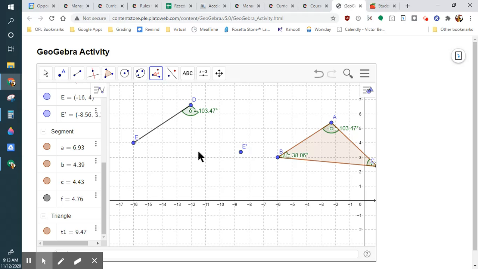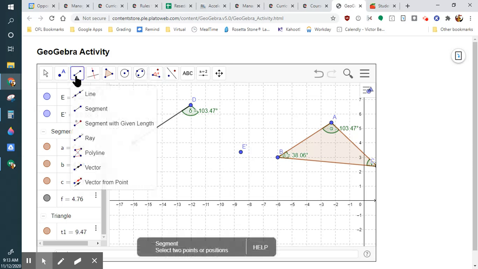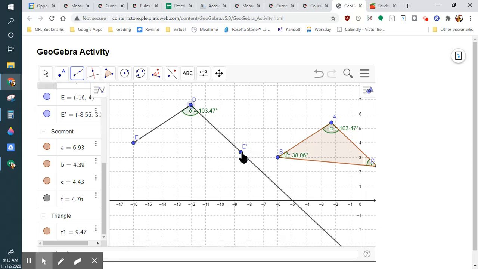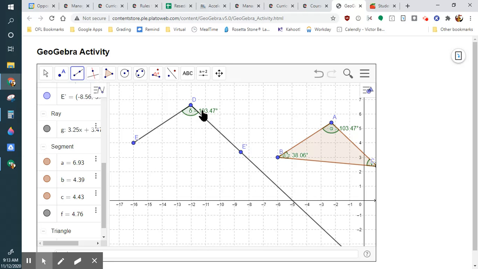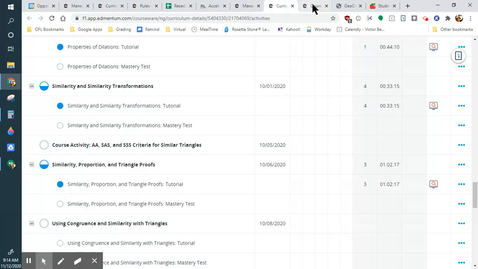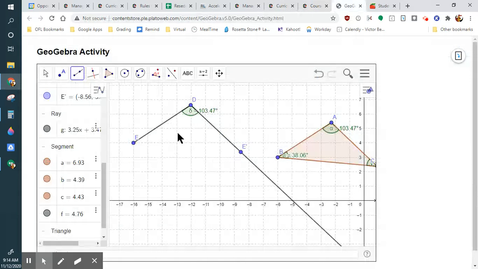So what we're going to do here is we're going to go back to our lines, but we're going to pick ray, and we want to go from D to E, and it creates this line. So we don't know how much of this ray we're going to use. So that's why they're like, start here and just go on forever, and we'll see how much we use later. So now they're saying create a point anywhere outside the mouth of the opening you created. So outside the mouth, they just mean not in this V.